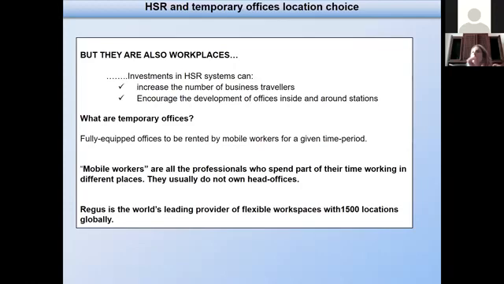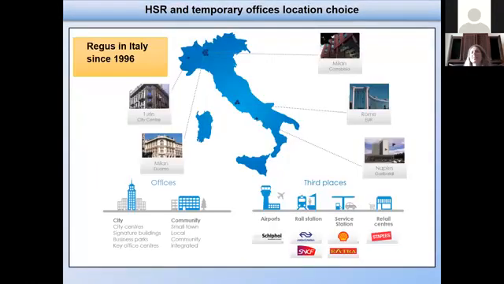And Regus is the world leader provider of temporary offices all over the world. Regus had a fantastic idea. The promoter of Regus is an Englishman called Mark Dixon. And what did he think? Considering that people are moving, mobile workers, he realized that placing these temporary offices, which can be rented for short time periods, in strategic places that I call third places, was a strategic idea. It was a genial idea.